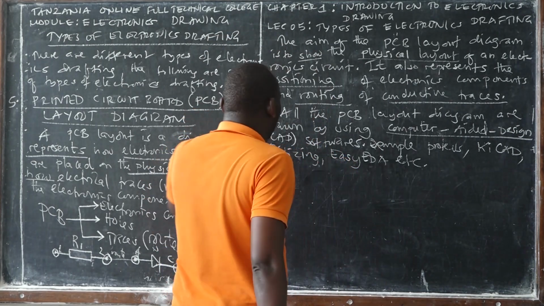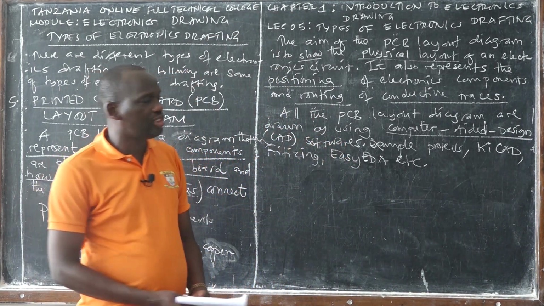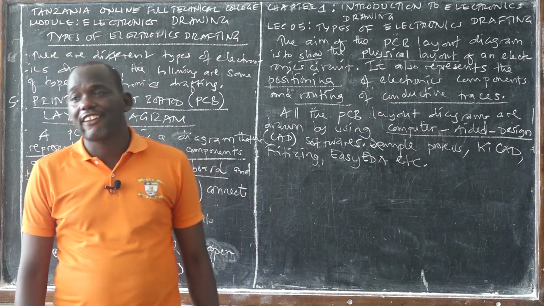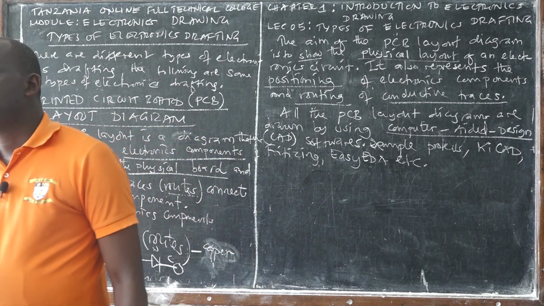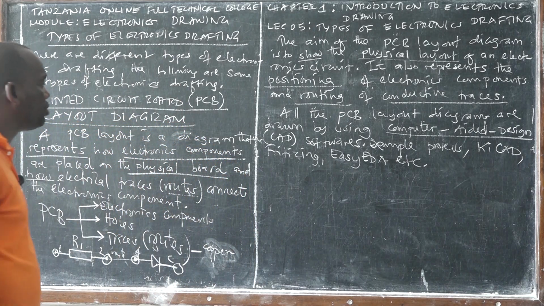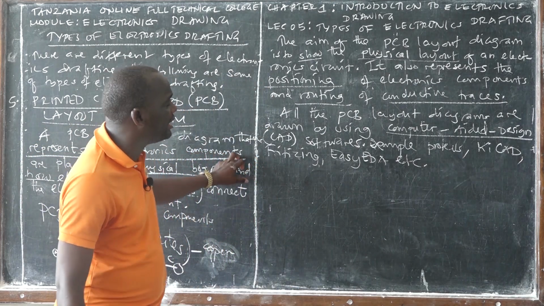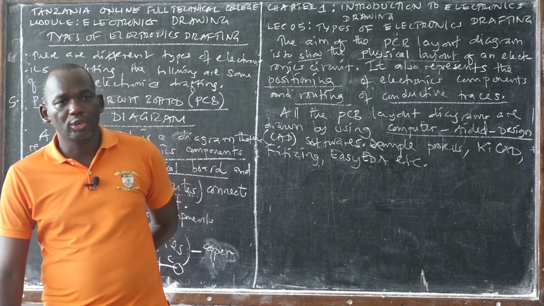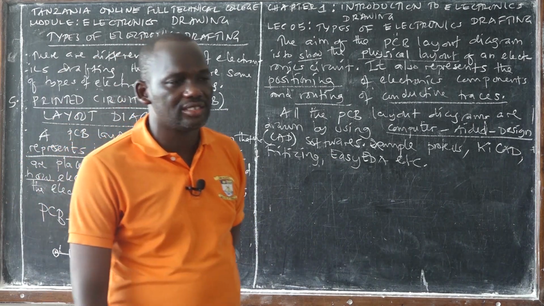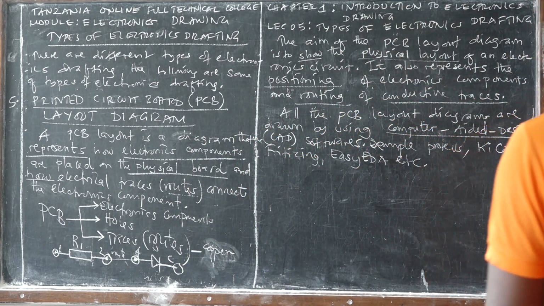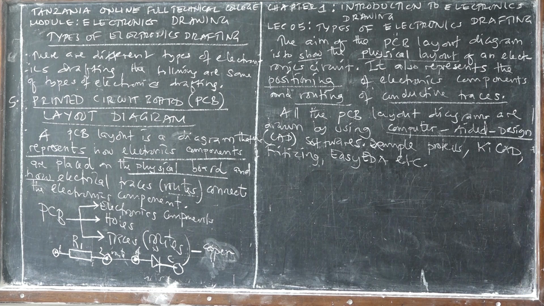What do we say in this sentence? All the PCB layout diagrams are always drawn by using computer aided design, or in short we call it CAD software. Say computer aided design or CAD software. Say it again. One, two, three, go. Computer aided design or CAD software.